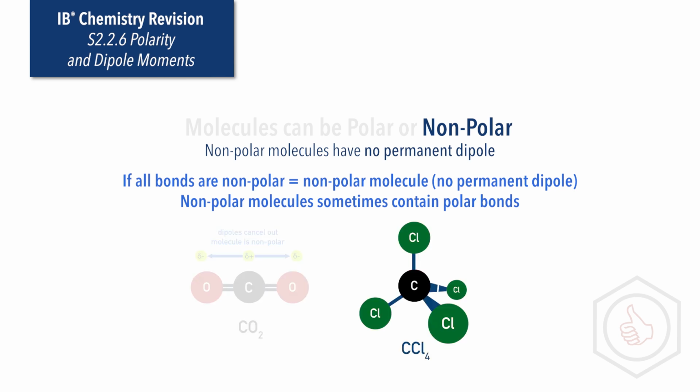Equally, in tetrachloromethane, CCl₄, each carbon-chlorine bond is polar, because chlorine has a higher electronegativity than carbon, so it is partially negatively charged and the carbon partially positively charged. However, the tetrahedral shape of CCl₄ means all the individual dipoles of the carbon-chlorine bonds cancel out, meaning it is nonpolar overall despite containing polar bonds.